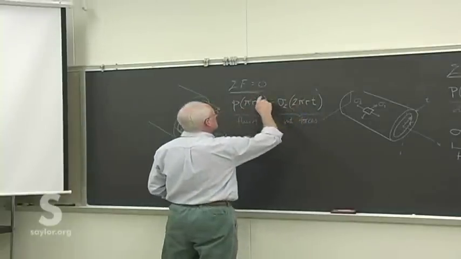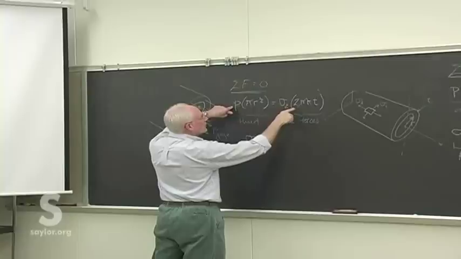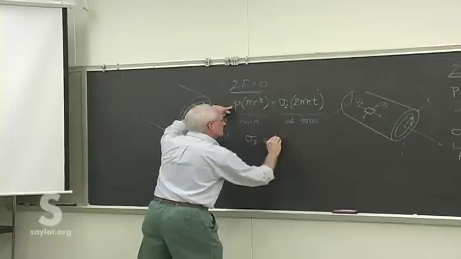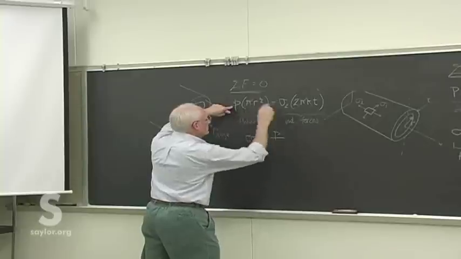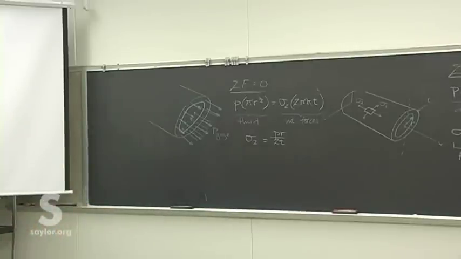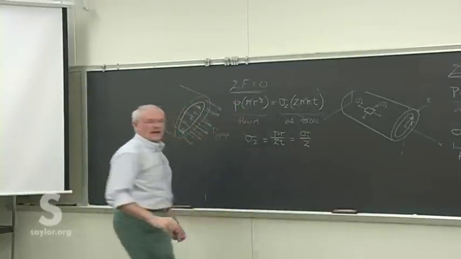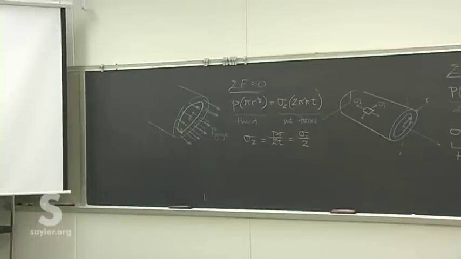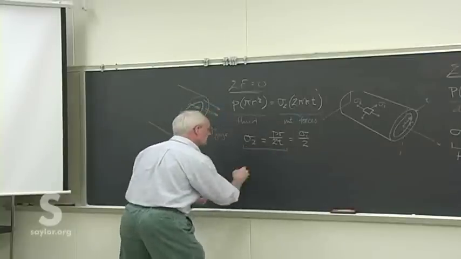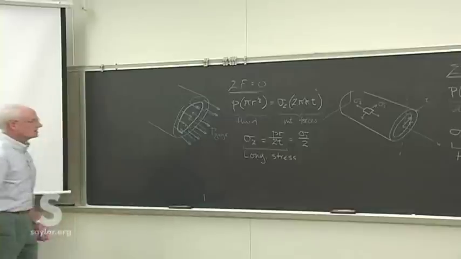Pi cancels, one r cancels, and we get then p over 2tr. Is that right? No, p times r over 2t. Notice that that's half the hoop stress. So it's the circular direction, the hoop direction, that's going to be the greater of the dangers of the two. So that's our longitudinal stress.